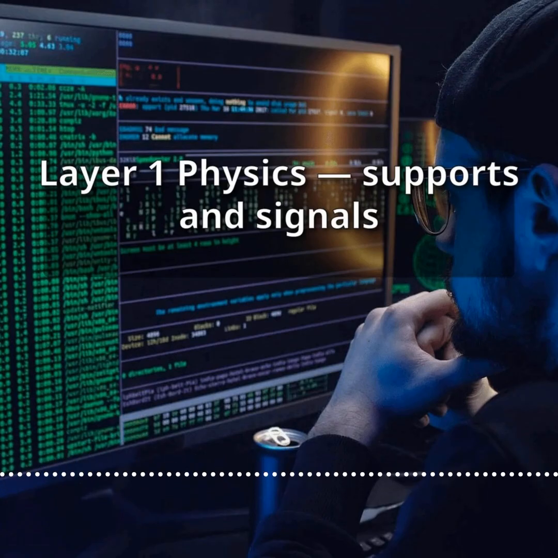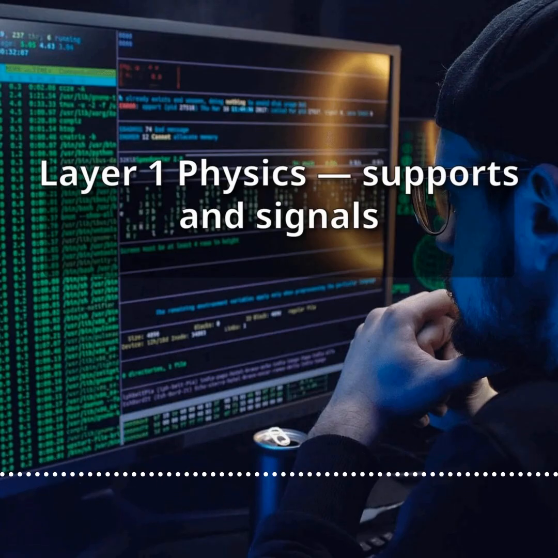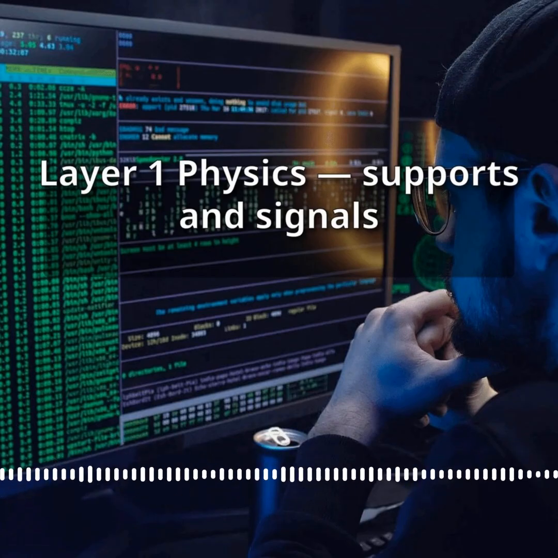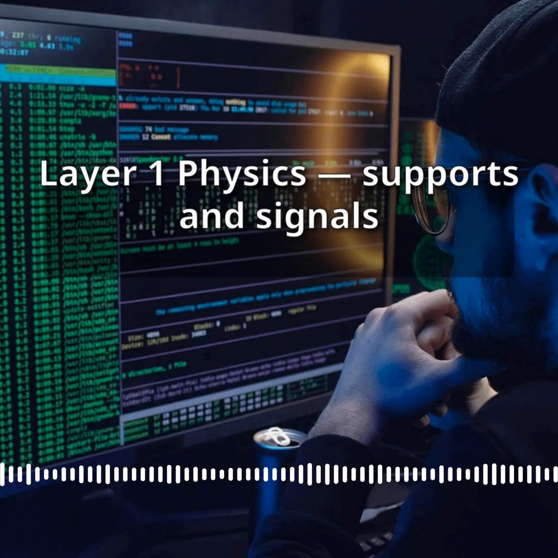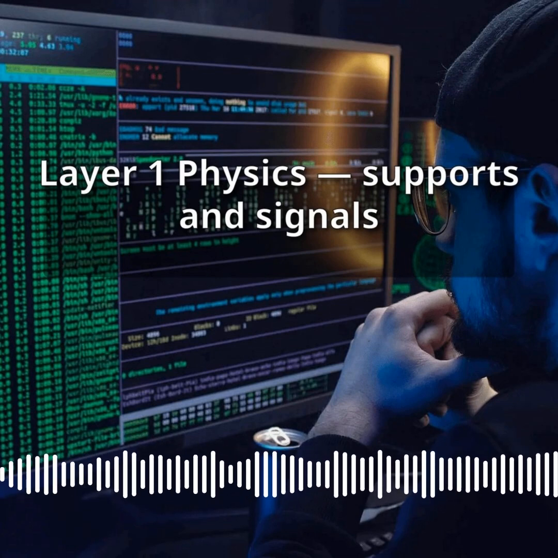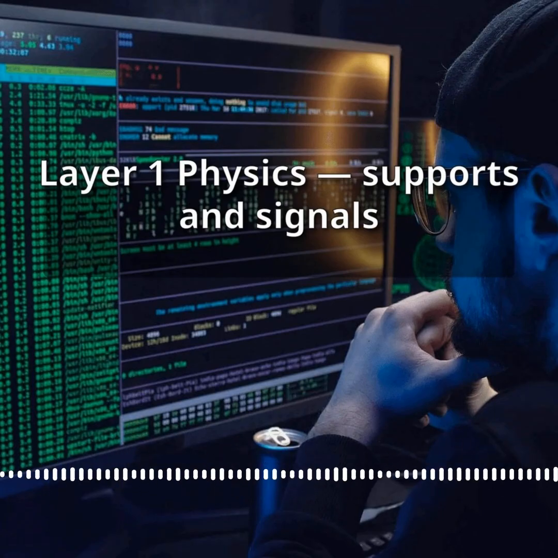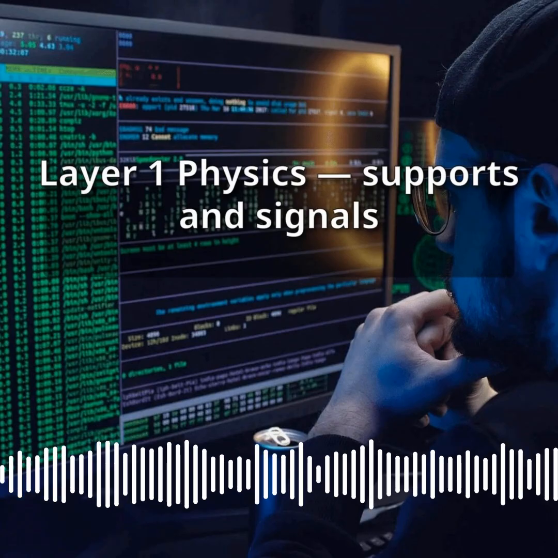What is a signal? A signal is a physical representation of data. When a computer sends a bit, either a 0 or a 1, it converts that bit into a signal appropriate for the transmission medium. There are two main types of signals used in networks. Analog signals. These are continuous waves that vary smoothly over time, like sound waves. In older telephone networks, voice data was transmitted as analog signals. Analog signals are susceptible to noise and degradation over distance.